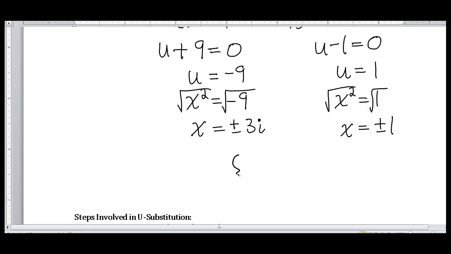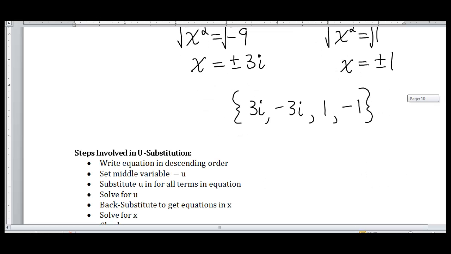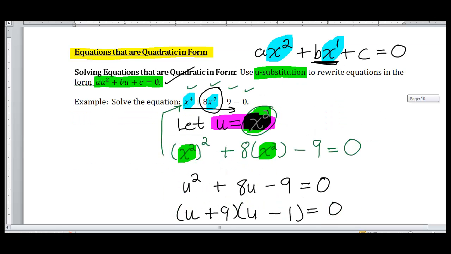And so we get 4 solutions. We have 3i, negative 3i, 1, and negative 1. And then you can always check your solution by substituting those values in for x into your original equation.